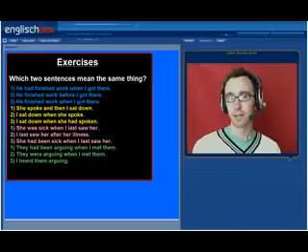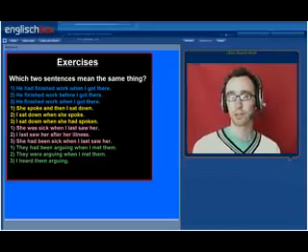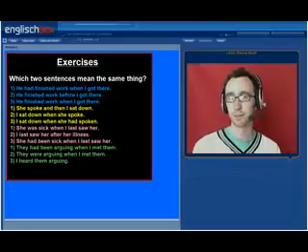Okay, finally we have an exercise here for you. You have 4 groups of sentences. 2 of each group mean the same thing, and you have to decide which 2 sentences mean the same thing. So pause the video again, read the sentences, and decide which 2 sentences are the same in meaning.